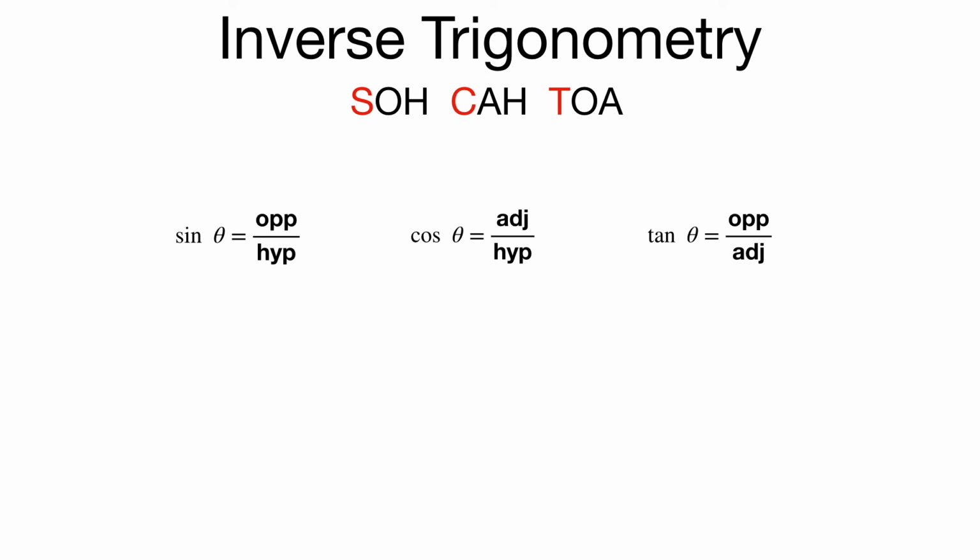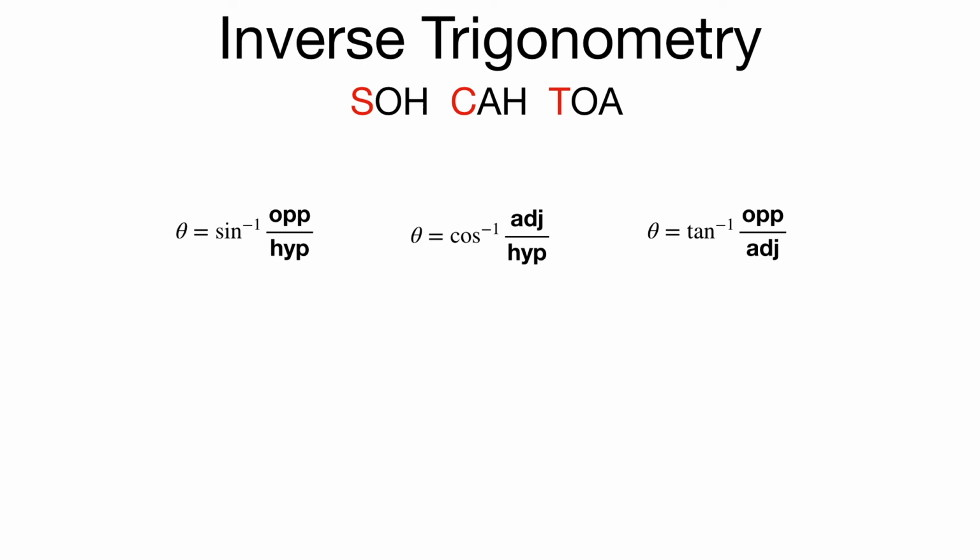So while our sine, cosine, and tangent ratios are very helpful in finding missing side lengths, we can use their inverses to find missing angles.